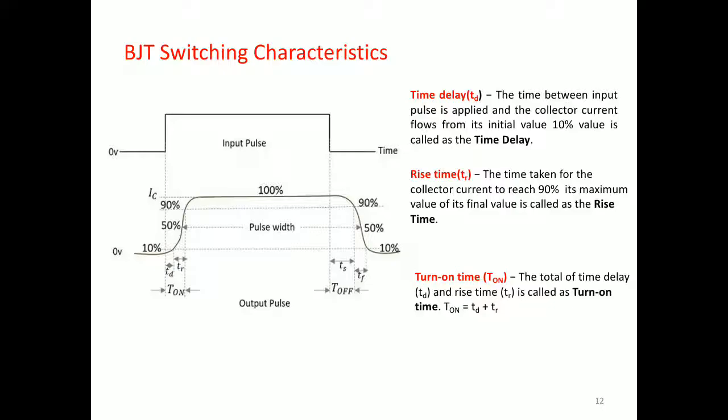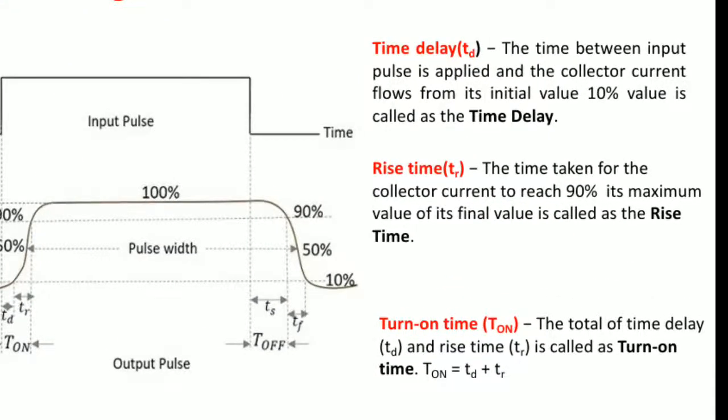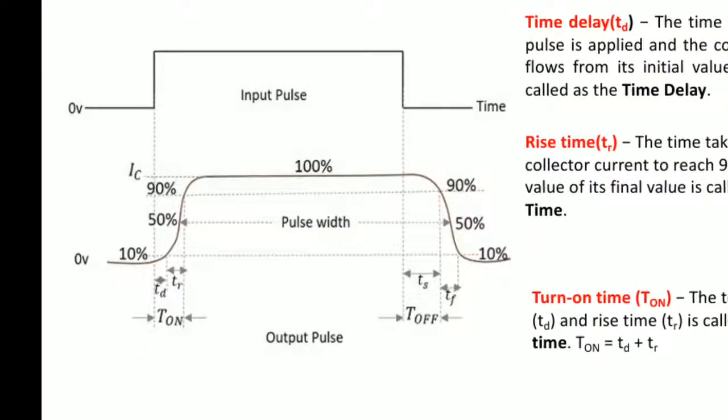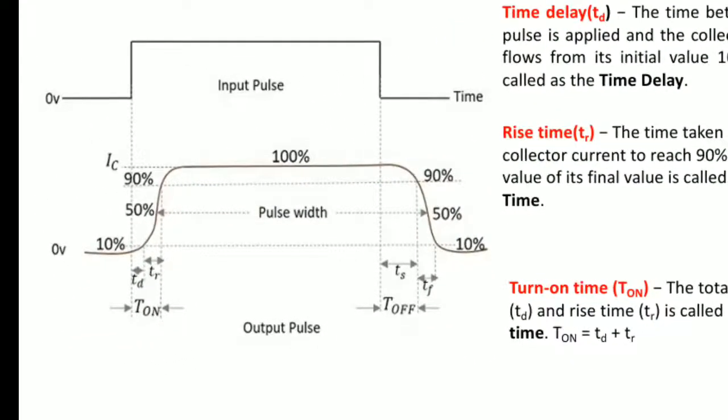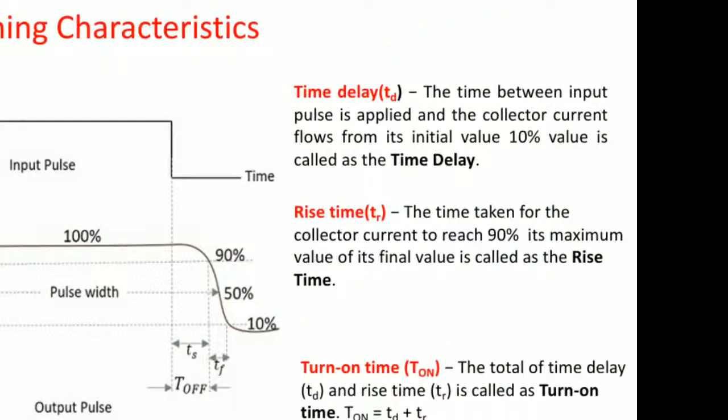While analyzing the switching characteristics, you come across some parameters: time delay, rise time, turn on time, etc. So what is meant by time delay? In this diagram, there is an input pulse and here an output pulse. The time between the input pulse being applied and the collector current reaching 10% of its value is called the time delay, TD.